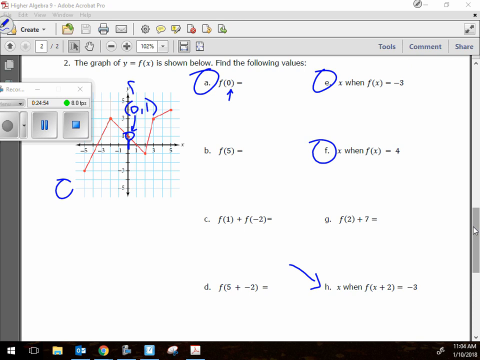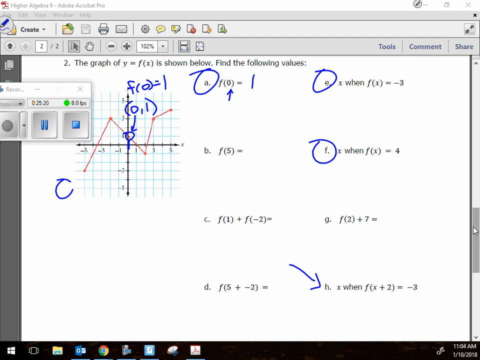Now, do you get that means f of 0 is 1? Don't forget that's what a point means. If I give you the point 2, comma 5, that means f of 2 is 5. That's what a point means in terms of function language. Okay, so I just figured out the point was 0, 1, so f of 0 is 1, and that's what they wanted. F of 0 was 1.